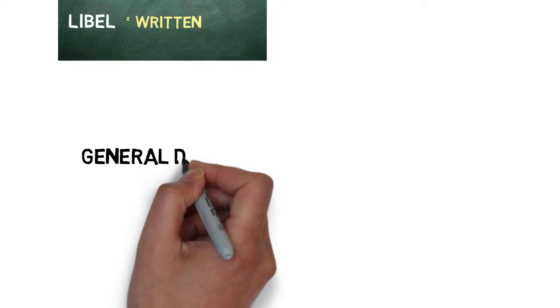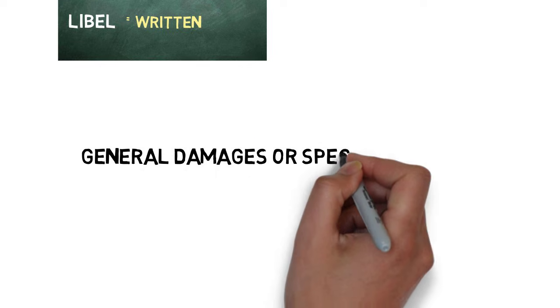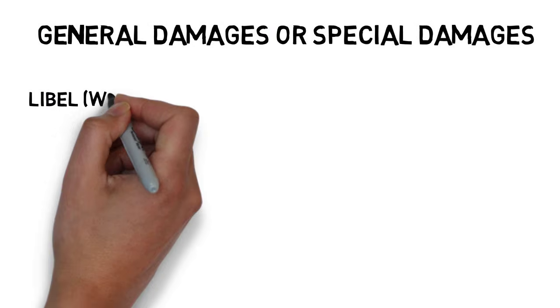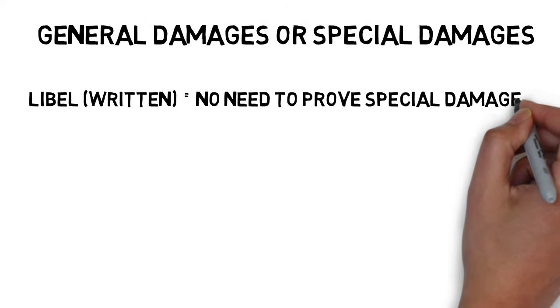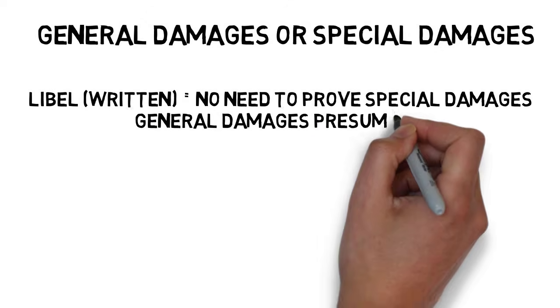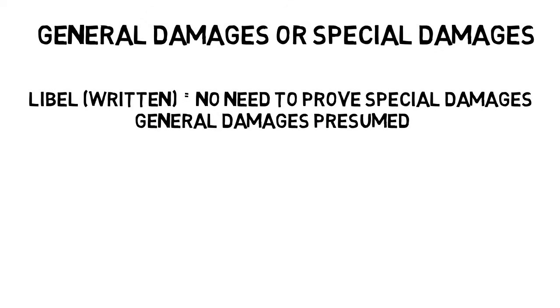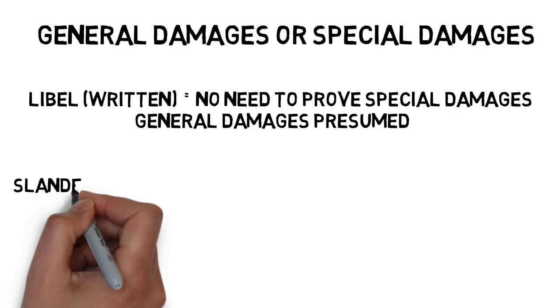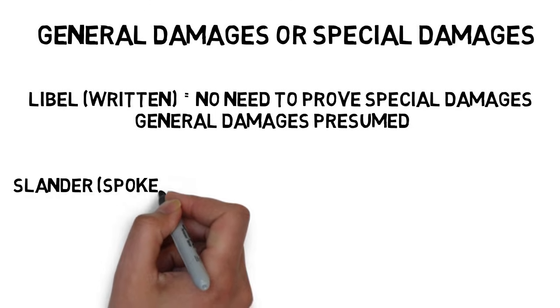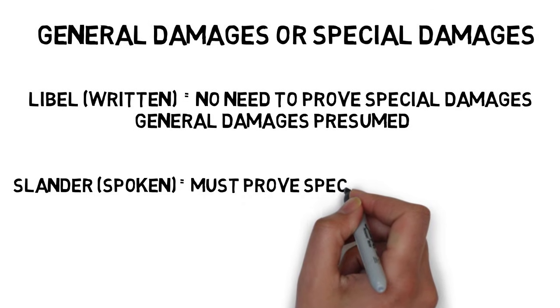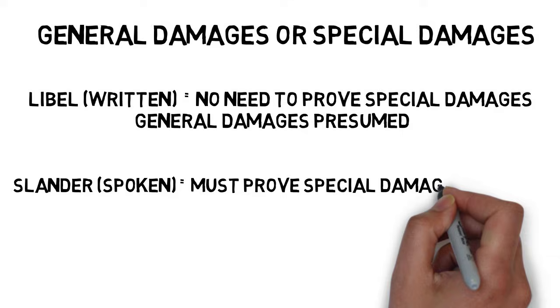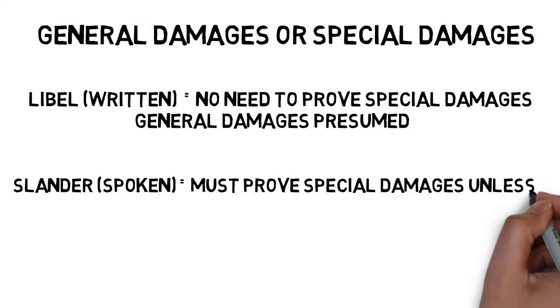And whether the defamatory language is slander or libel really goes to the heart of damages and what kind of damages the plaintiff can recover. So for libel, which is our written defamation, the plaintiff does not need to prove any kind of special damages or general damages. Now that's not the same for slander. When it comes to slander, which is our spoken defamation, the plaintiff's going to have to prove special damages.